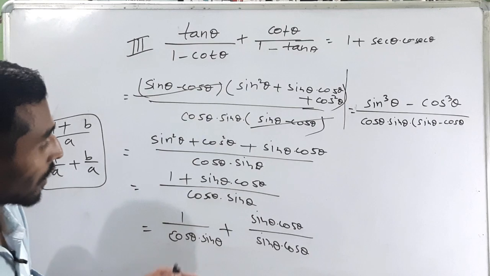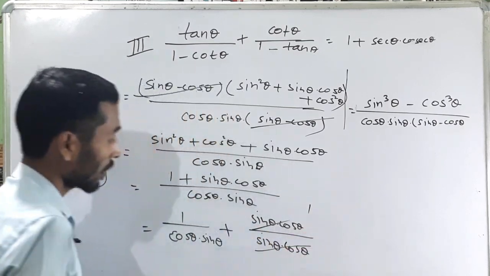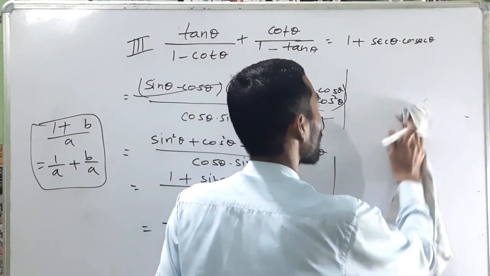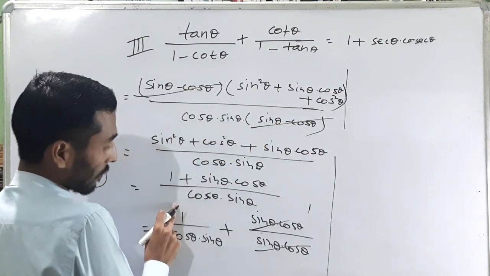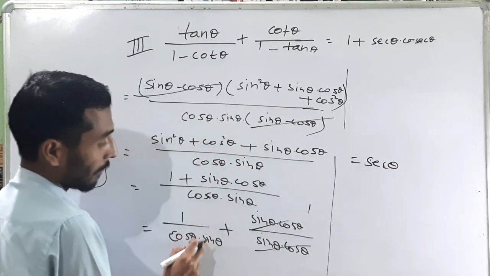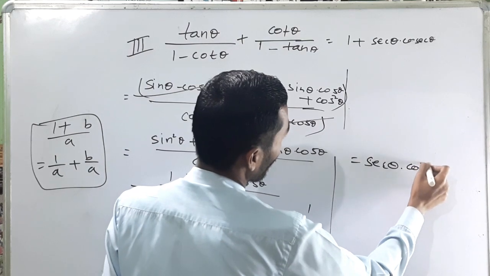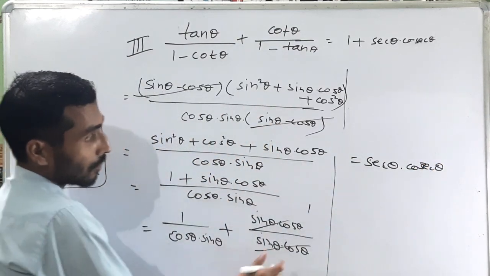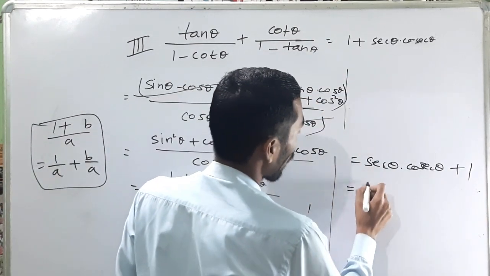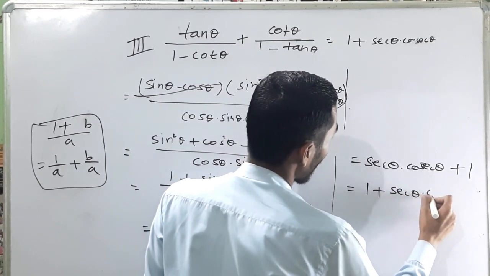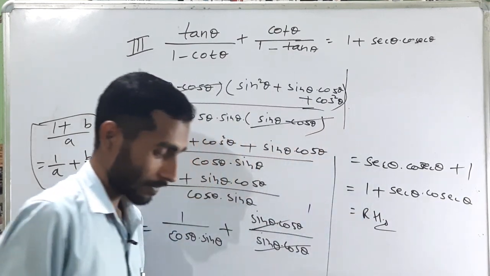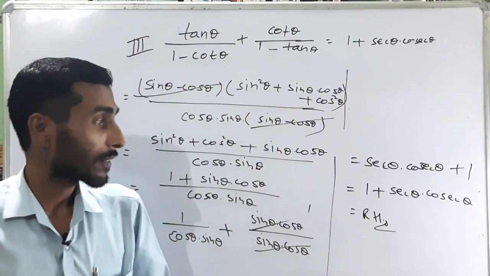Okay, in the same way we can do also here, cancel out, and we can write here also 1 by cos equals sec theta, 1 by sine equals cosec theta, and this is 1, and we can also rearrange like this: 1 plus sec theta into cosec theta equals RHS, proved. Okay, so in this way we can do it.